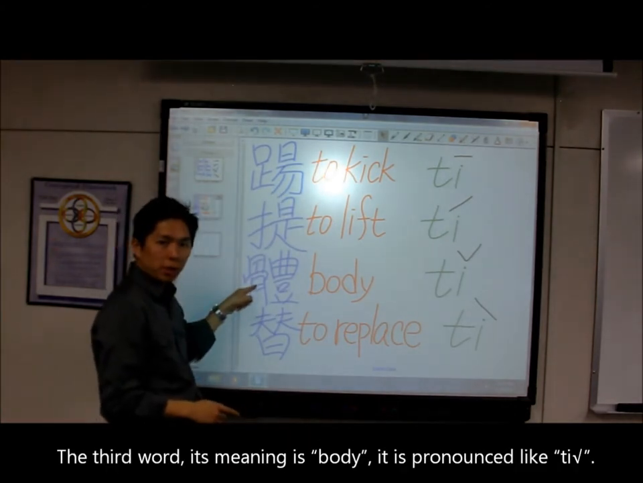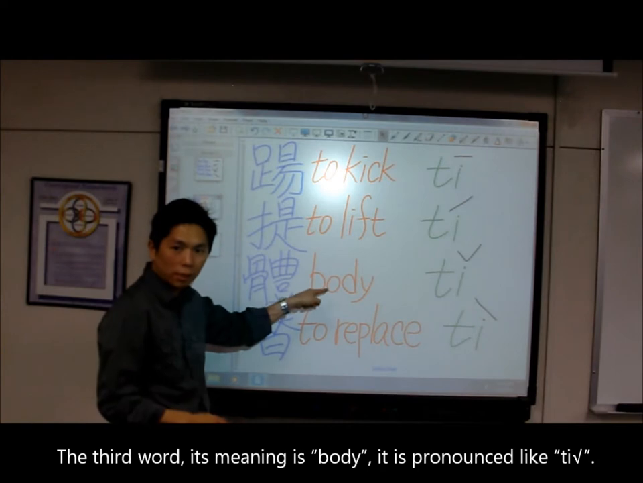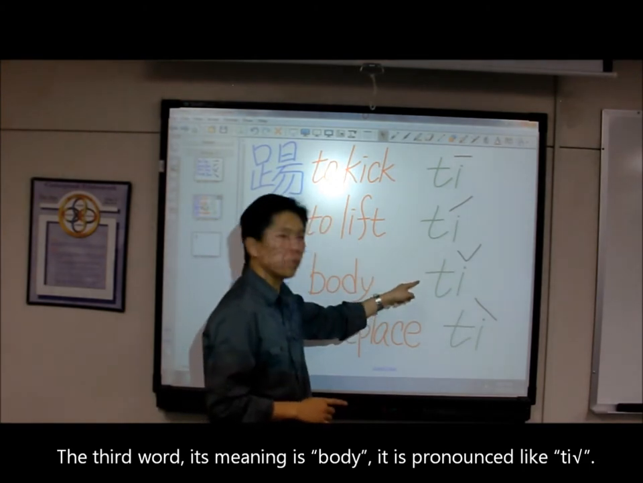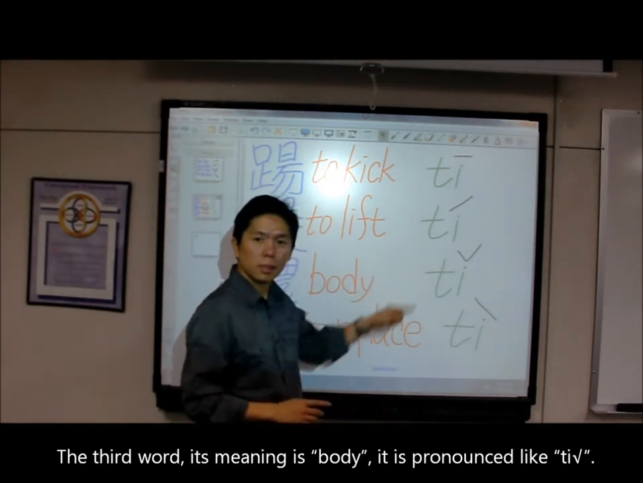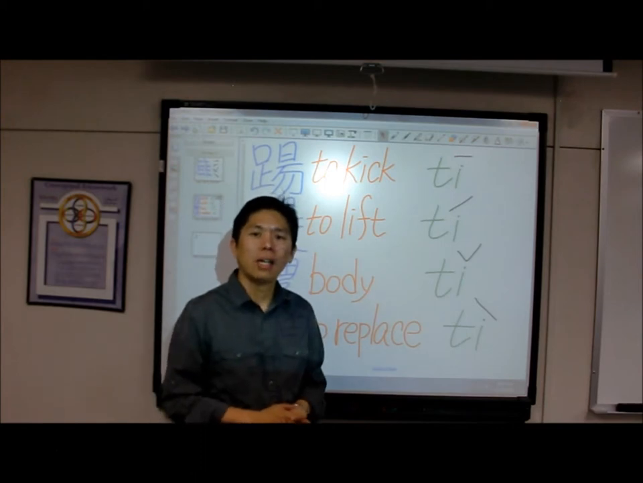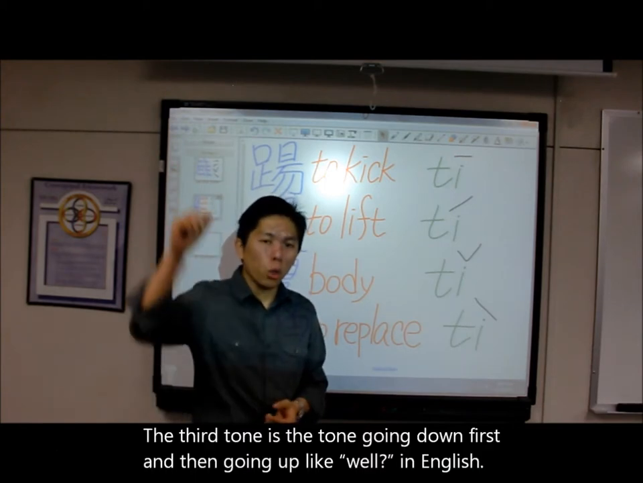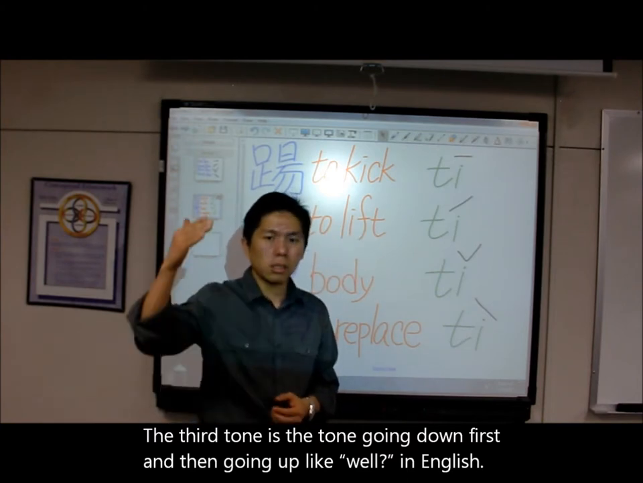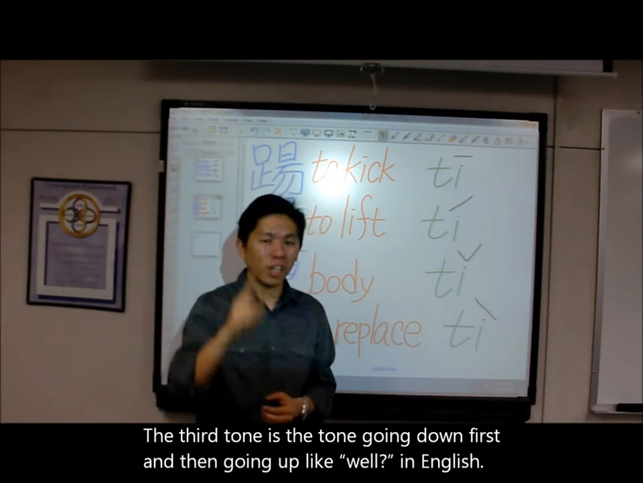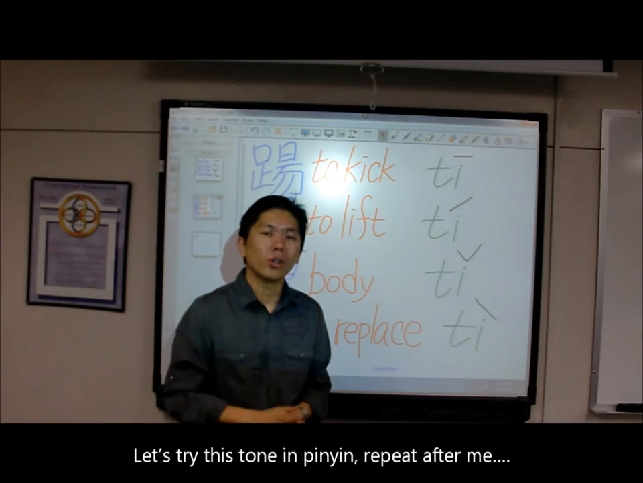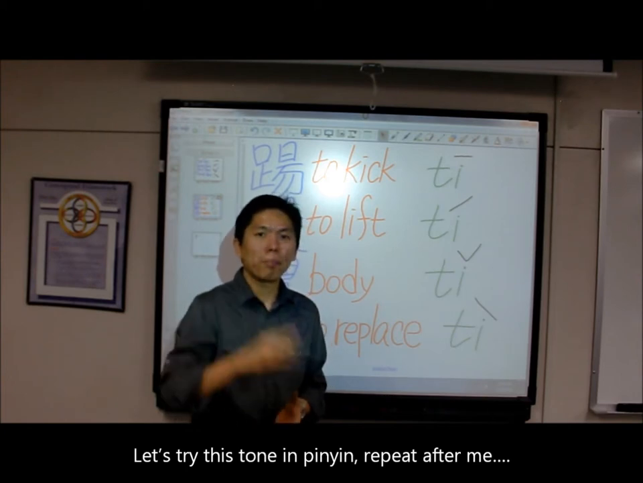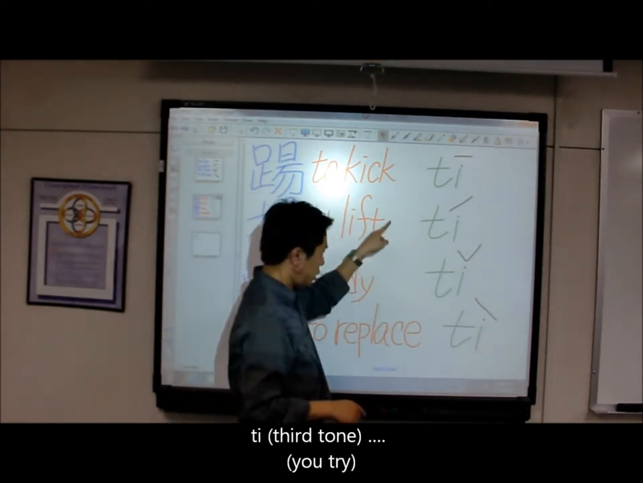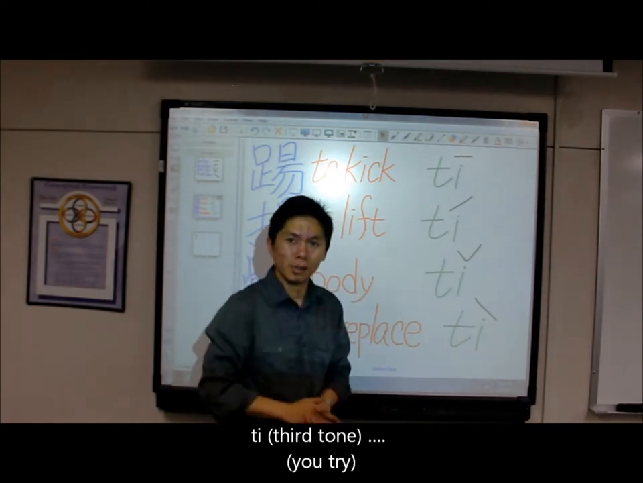The third word, its meaning is body. It is pronounced like T, T. The third tone is the tone going down first, then going up, like well, well, in English. So let's try this tone in Pinyin. Repeat after me. T. T. You try. T.